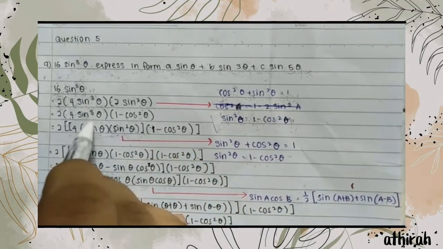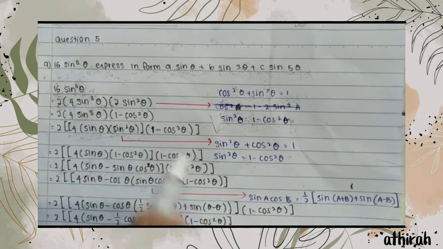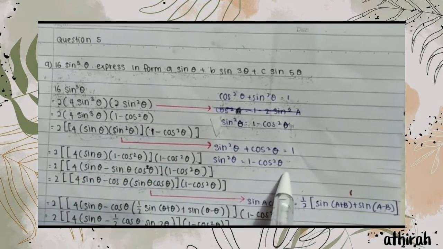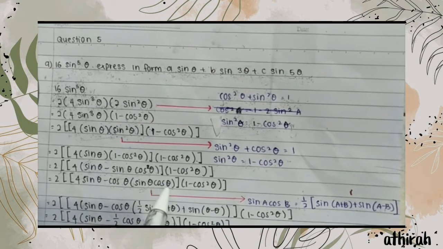Then we factorize 4 sin cube theta to become 4 sin theta multiply sin square theta. Sin square theta equal to 1 minus cos square theta. Substitute the value in the equation. We multiply both of these and we got this one. We factorize negative sin theta cos square theta. We got negative cos theta multiply sin theta cos theta.